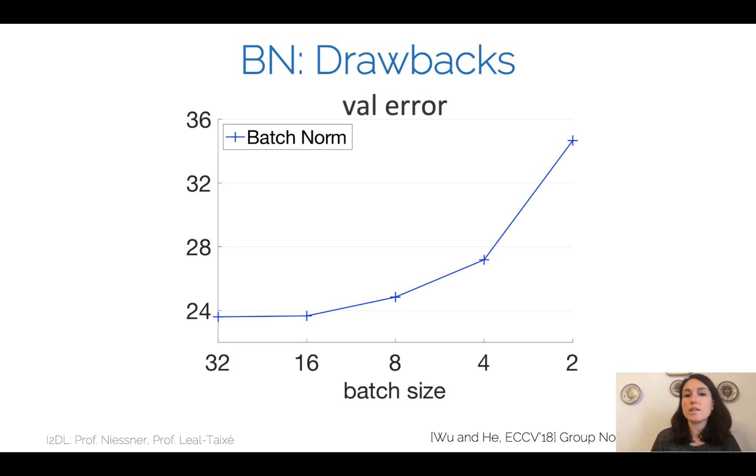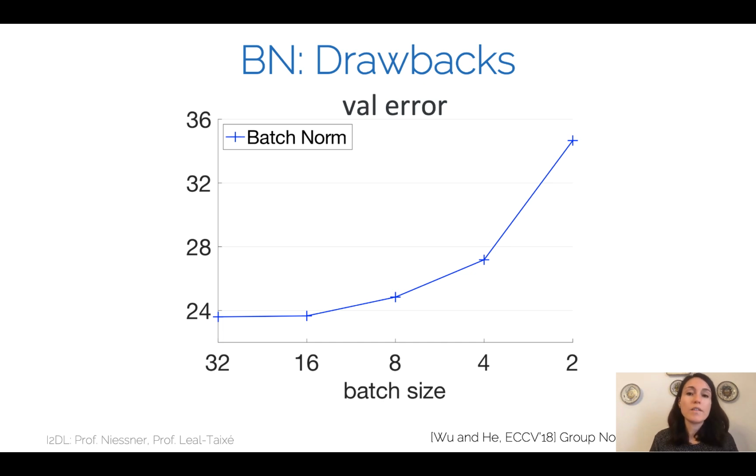But of course, batch normalization has drawbacks. As we reduce the batch size, the statistics for our mean and variance get less and less accurate, and batch normalization starts to deliver not so good results. We can see here that for a batch size of 32, 16, the validation error stays quite constant, but as soon as we reach batch sizes of 8, 4, and especially 2, the error grows quite a lot. So essentially, one cannot use batch normalization with really small batches.